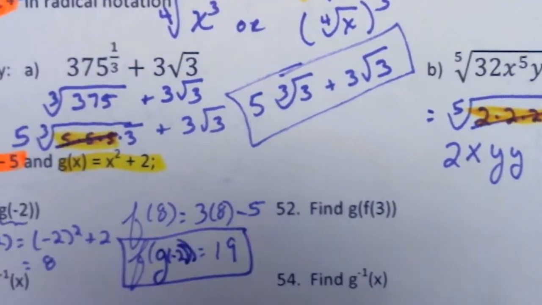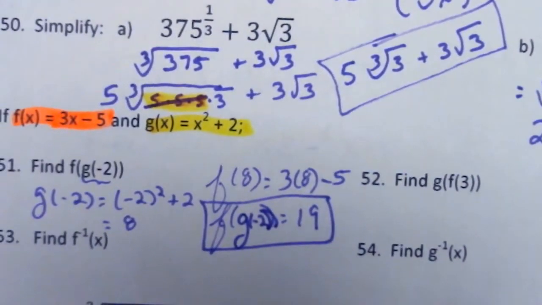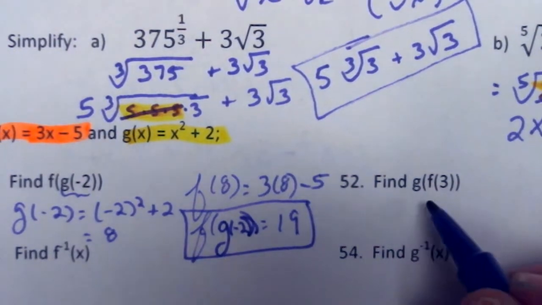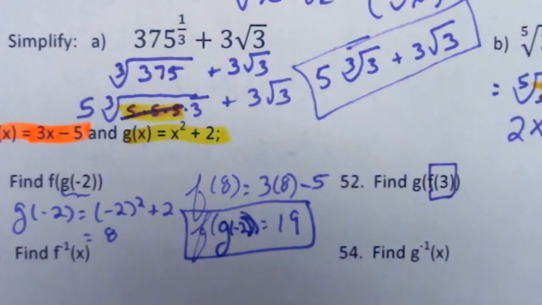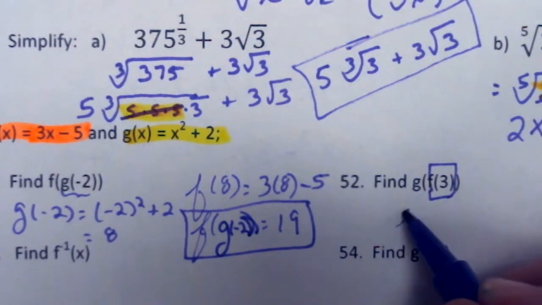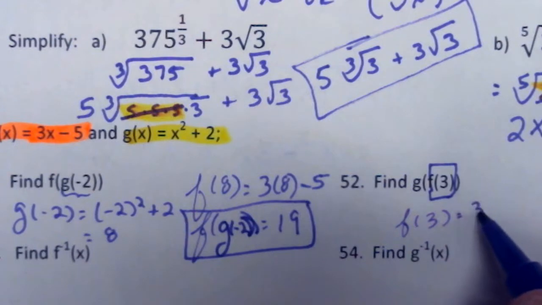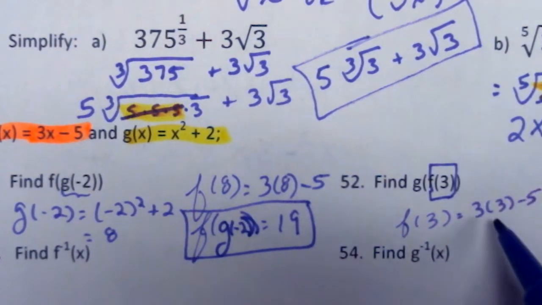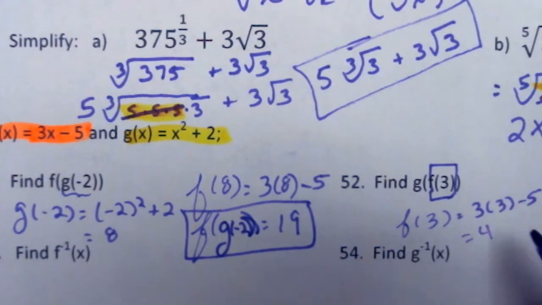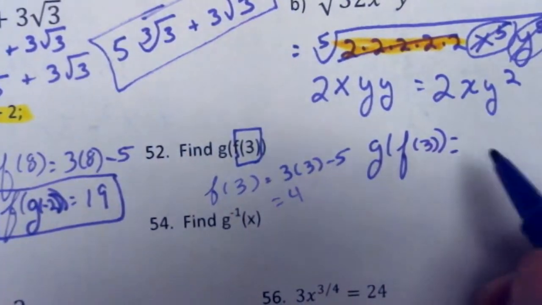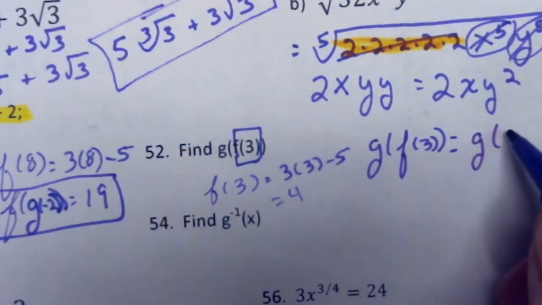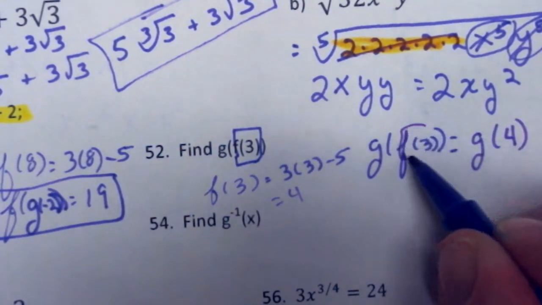All right, 52. Backwards and with a 3. So g of f of 3. So first we find out the value for f of 3, and then we put it into g. So f of 3. 3 times 3 minus 5. 3 times 3 is 9, minus 5 is 4. So f of 3 is 4. So g of f of 3 is actually going to be the same as g of 4, because f of 3 is the same as 4.